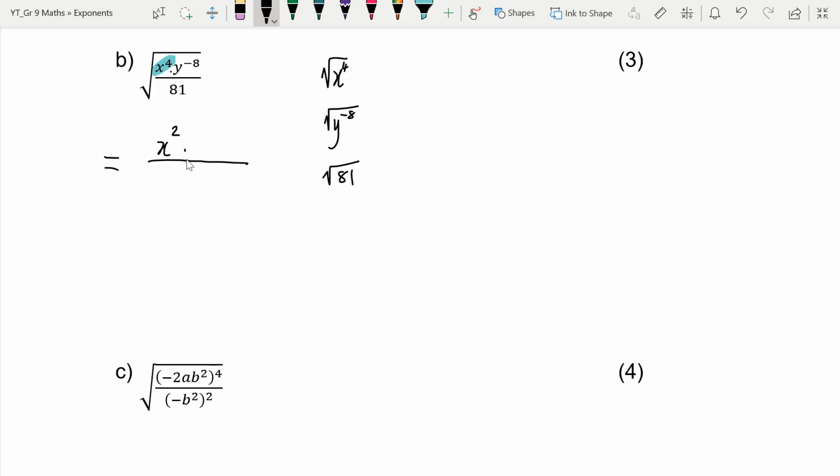What is the square root of y to the power of -8? And we're going to do that in two different ways. Let me create a bit of space there. That will give us y to the power of -4. I'm just dividing that one by 2.